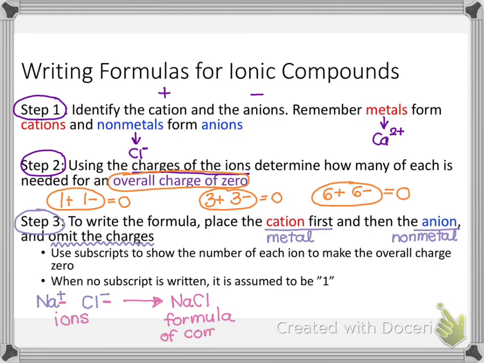And I'm going to do more examples, but I just thought this would help you with the language anyway. So then it says here, use subscripts to show the number of each ion. Subscripts are when we write it below the symbol to make the overall charge of 0. When no subscript is written, assume it to be 1. In this example, there's only 1 sodium and 1 chloride, so there are no subscripts because they're both 1.